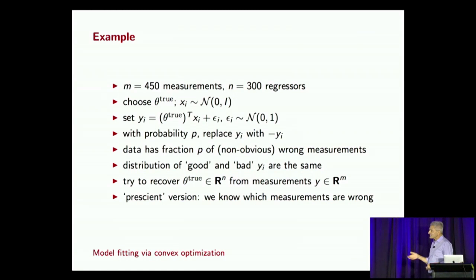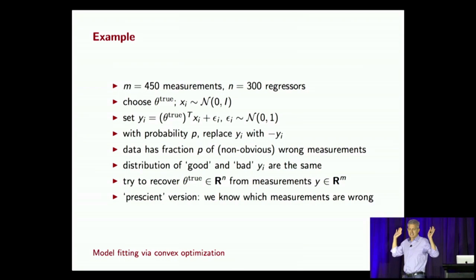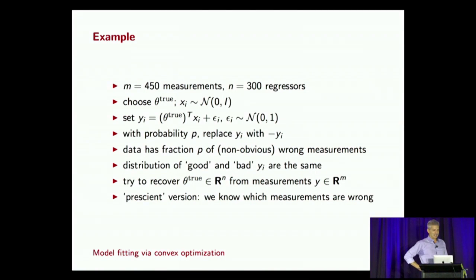So we're going to look at an example, and it's just a baby example. It wasn't tuned to do anything. It's just like the first example you come up with, it shows it's perfect. So we have 300 regressors, we're going to guess, 450 measurements, and what we're going to do is generate it from a true distribution. So that's cheating, but you know, that's what it is. It worked extremely well in practice as well. And then we're going to do something very evil.